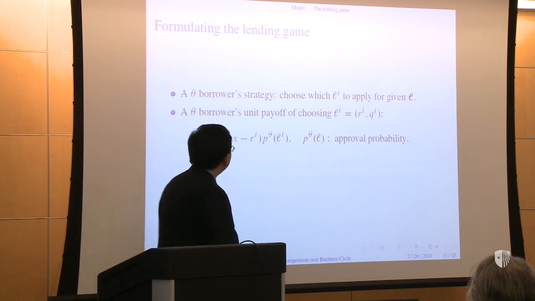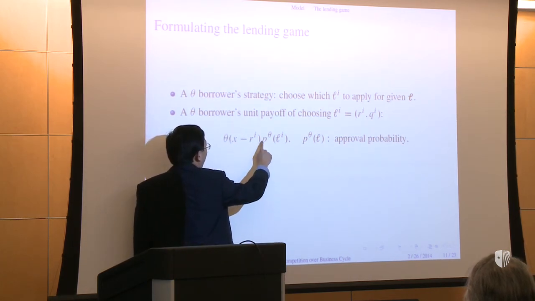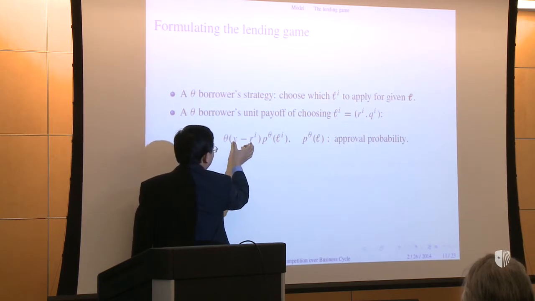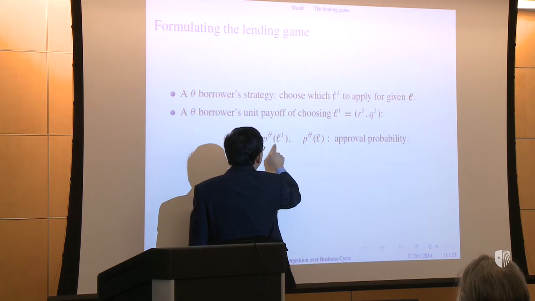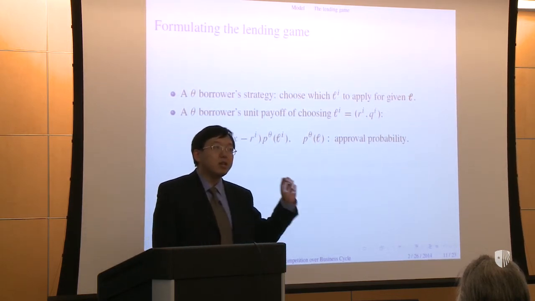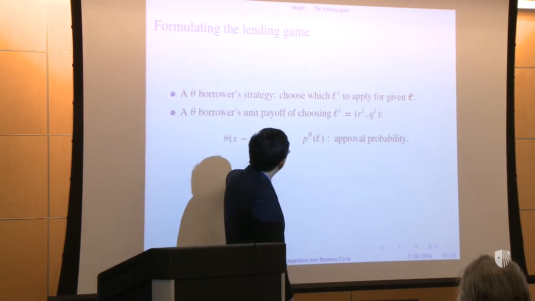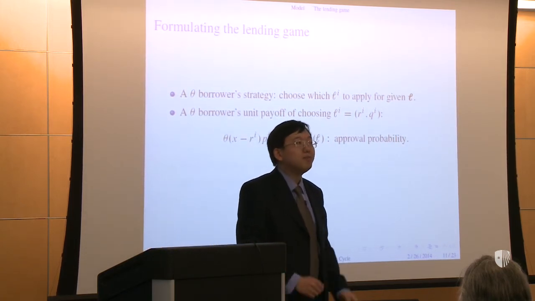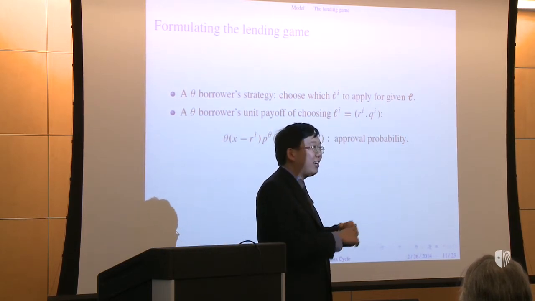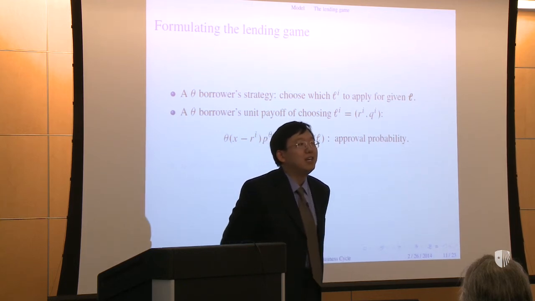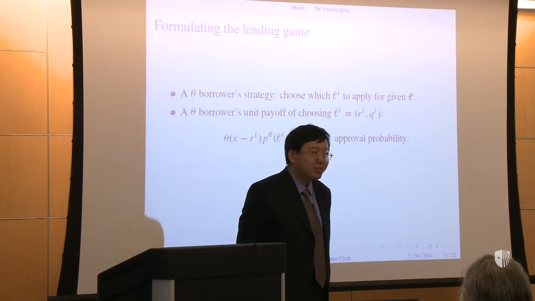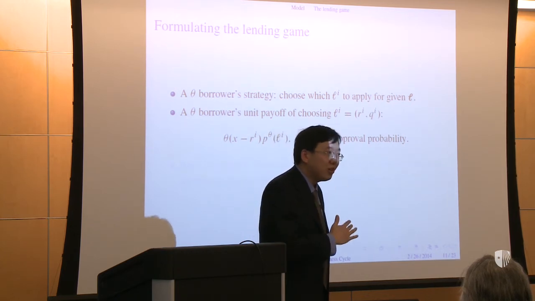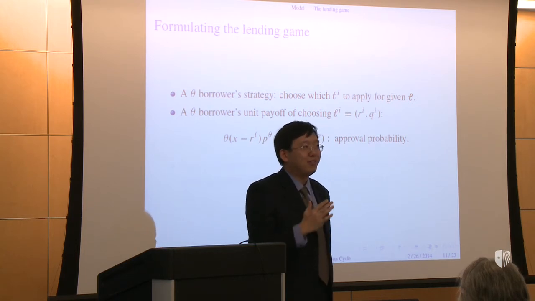And what's his payoff? This is the payoff once the borrower got the loan. This is the success probability times the difference between output and interest rate, multiplied by this p theta. What is this p theta? The p theta denotes the approval probability for this theta borrower applying for a loan Li. It will be determined in the equilibrium of this lending game. It should be some kind of mixing by the banks. It turned out that I structured the model so that there's no mixing. There is a unique pure strategy equilibrium of this game.